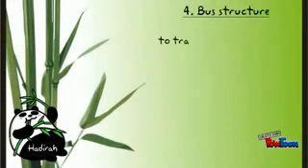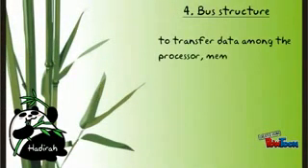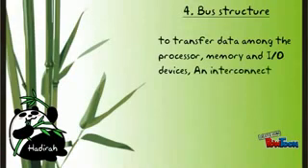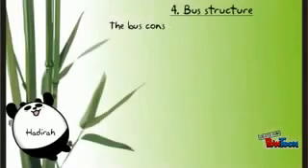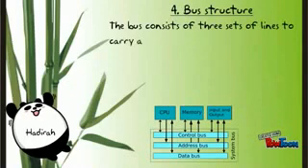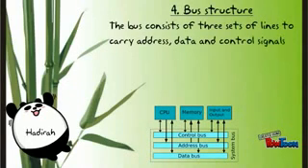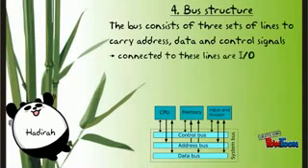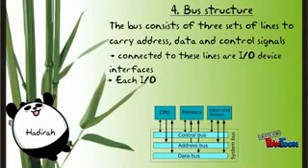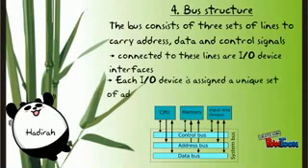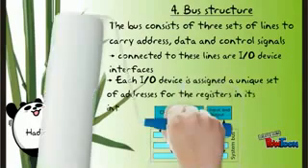Bus structure. To transfer data among the processor, memory, and I/O devices, an interconnection network is used. The bus consists of 3 sets of lines to carry address, data, and control signals. Connected to these lines are I/O device interfaces. Each I/O device is assigned a unique set of addresses for the registers in its interface circuits.